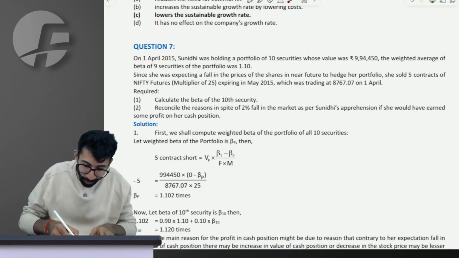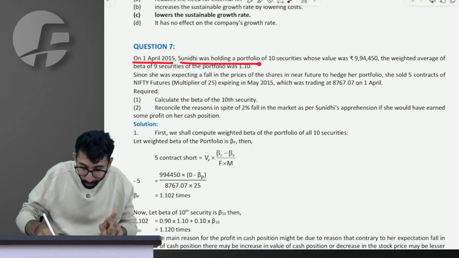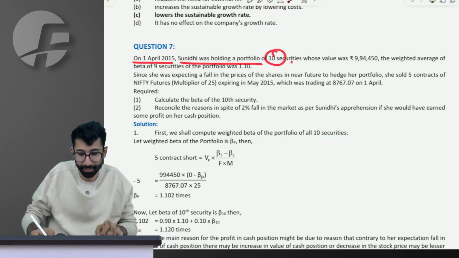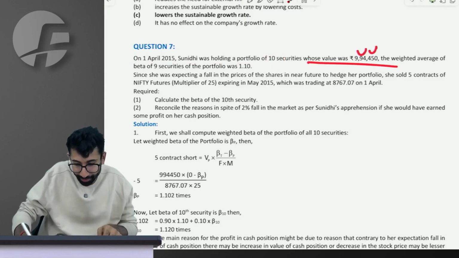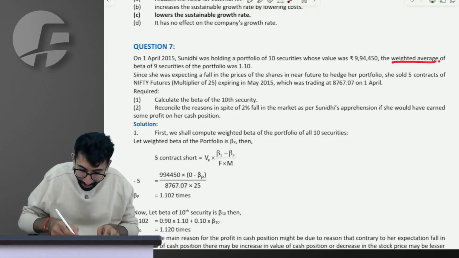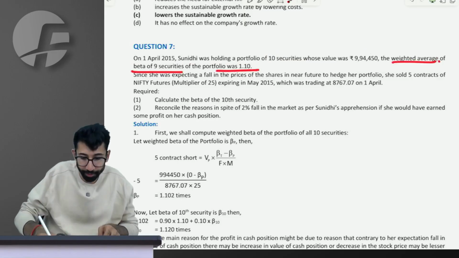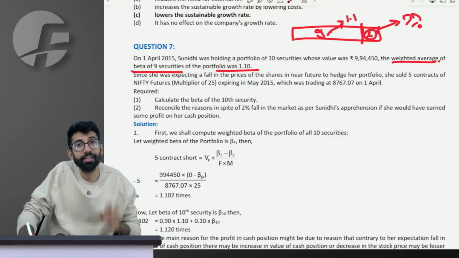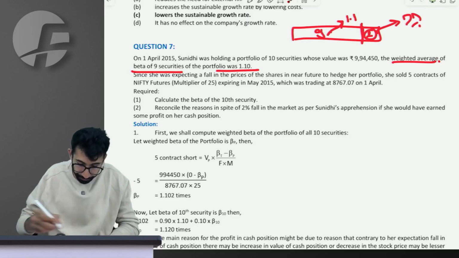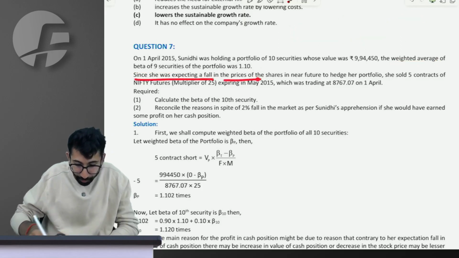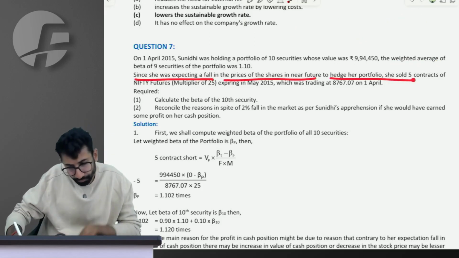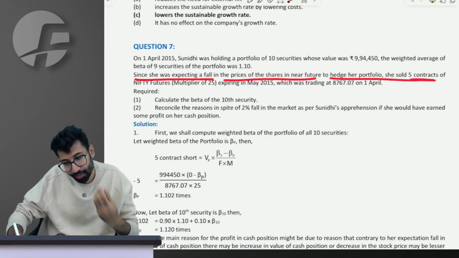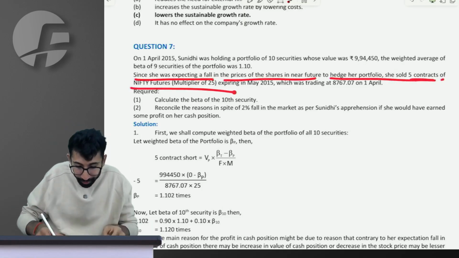Let's go through it. On 1st April 15, Sunidhi was holding a portfolio of 10 securities whose value was 994,450. The weighted average beta of 9 securities was 1.1. Out of those 10 securities, the beta of 9 securities was 1.1, and the beta of the last security we don't know. Fine. Since she was expecting a fall in the price of the share, to hedge the portfolio, she sold 5 contracts of Nifty future.